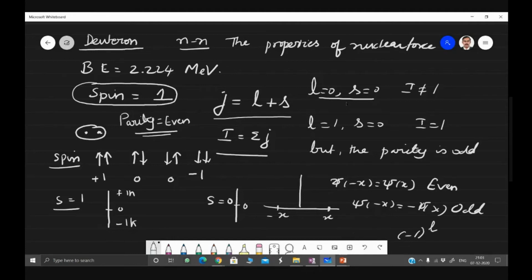So for the S equal to 0 case, L equal to 0 is ruled out because it doesn't give total spin 1. And for S equal to 0, L equal to 1 gives odd parity, and hence this is also ruled out. So the S equal to 0 state does not exist for the deuteron.